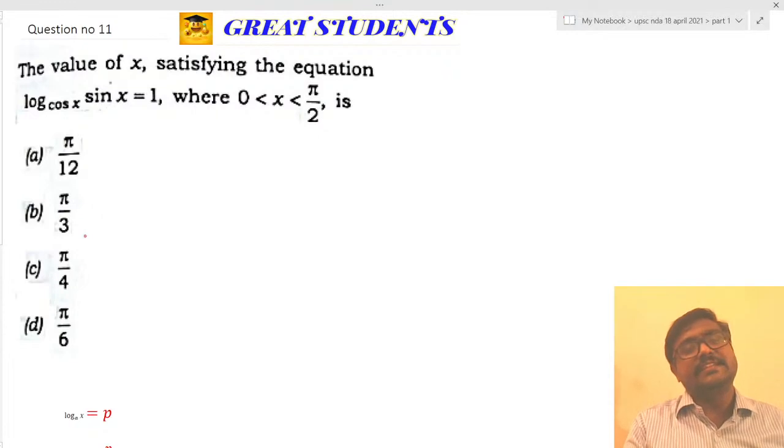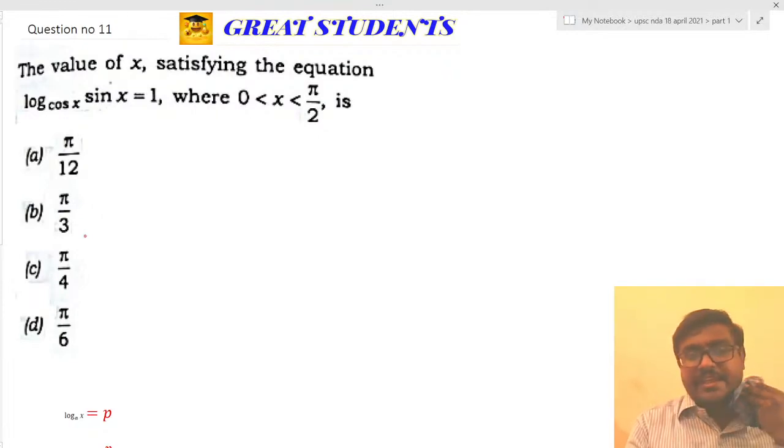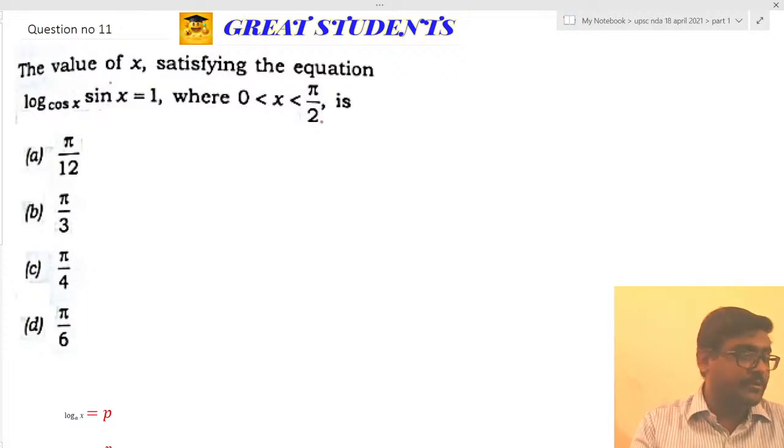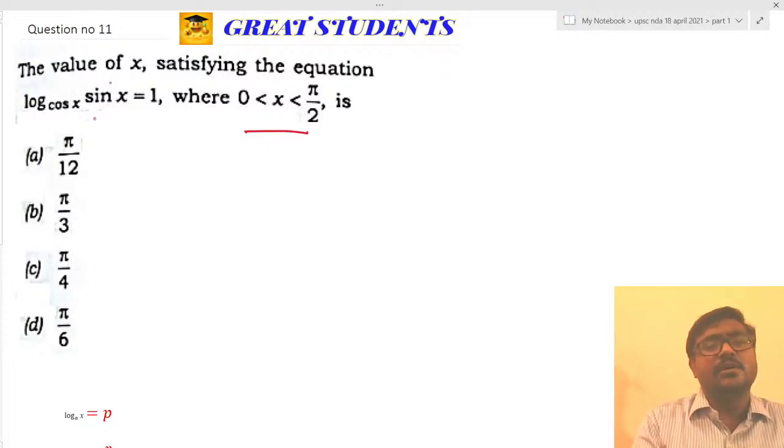The value of x satisfying the equation log of sin x base cos x equal to 1, where x is in 0 to pi by 2. Why are they telling 0 to pi by 2? That means the sin and cos values are always positive in the first quadrant. Log of a negative value is not defined. So log is defined only for positive values, so they are cautioning it. It is never going to be negative, right? Now we just have to find the value of x, right?